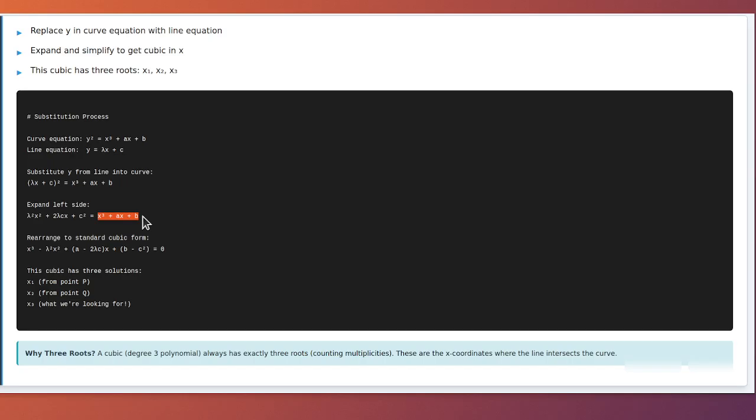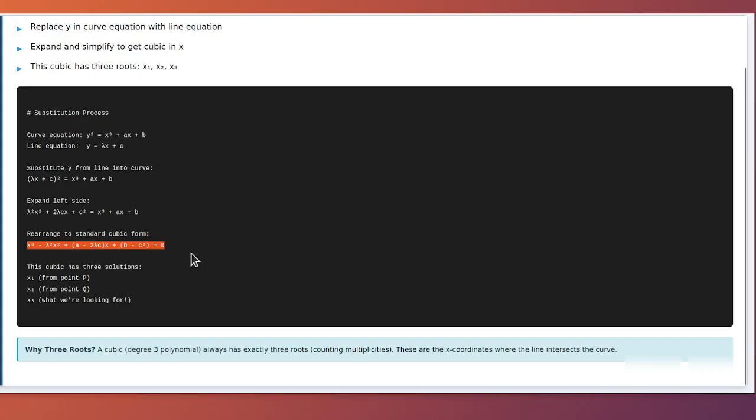This is an equation in terms of x only. The y variable has been eliminated. Let's rearrange this into standard polynomial form by moving everything to one side. x cubed minus lambda squared x squared plus (a minus 2 lambda c) x plus (b minus c squared) equals 0. This is a cubic equation, a polynomial of degree 3 in x.